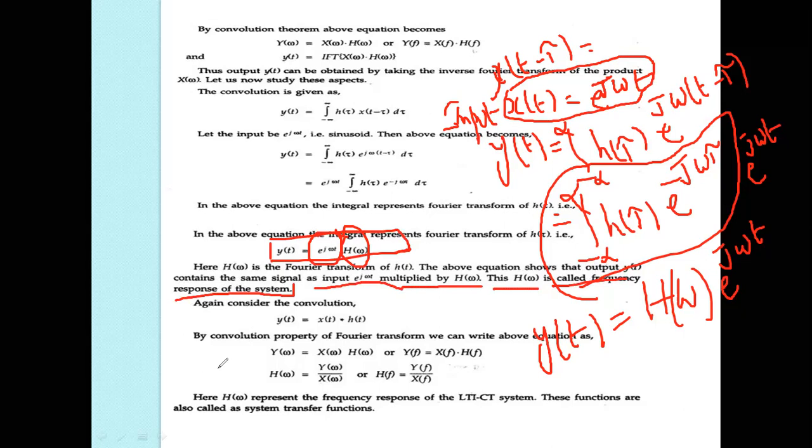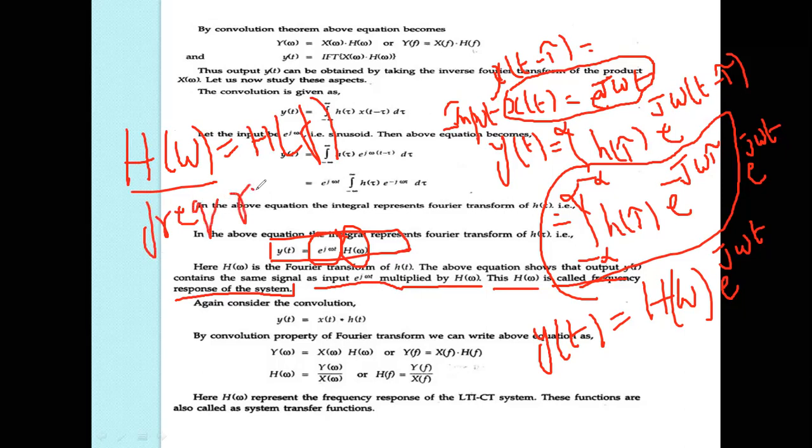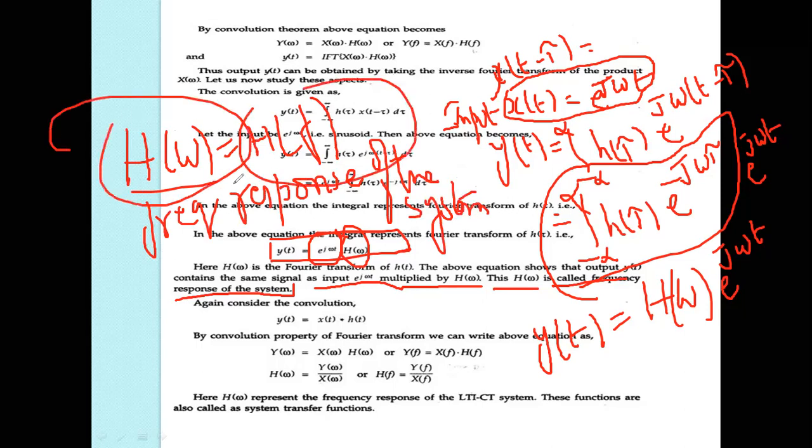The other one is the frequency response of the system. Remember, my dear students, what is H of omega or H of f? We can call it the frequency response of the system. In some examples, if they ask to find the frequency response of the system, it means how to find H of f or H of omega. Okay, my dear students. Or you can also call it a transfer function.